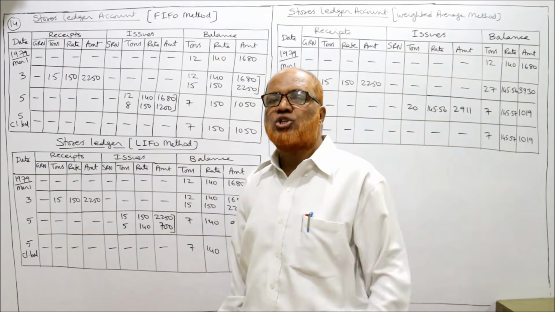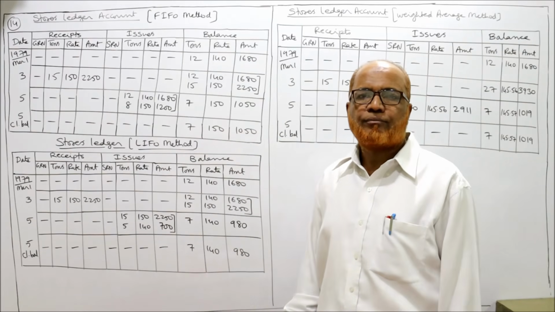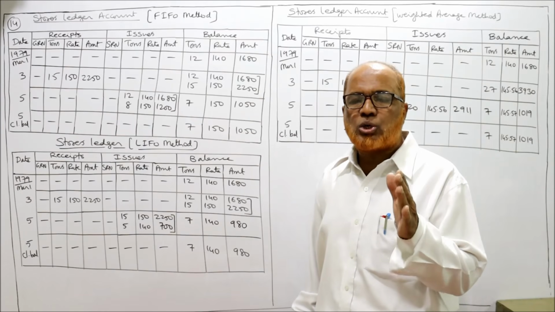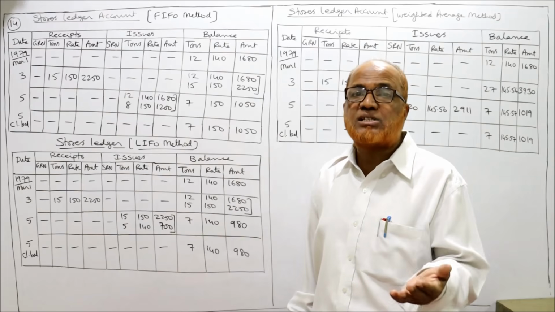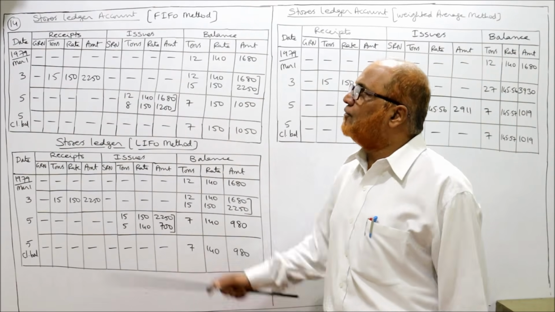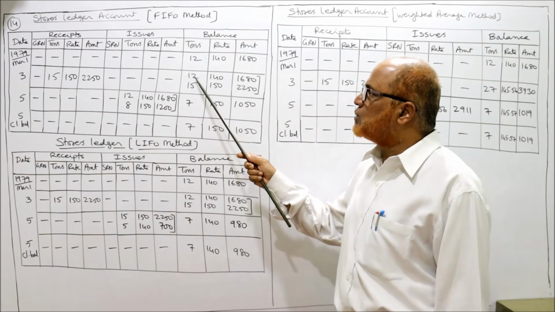Now on 5th March, there is an issue of 20 tons given in the problem. Now we have to find out at what price we have to issue this 20 tons. We are following the FIFO method, first in, first out. The first lot is 12 tons.